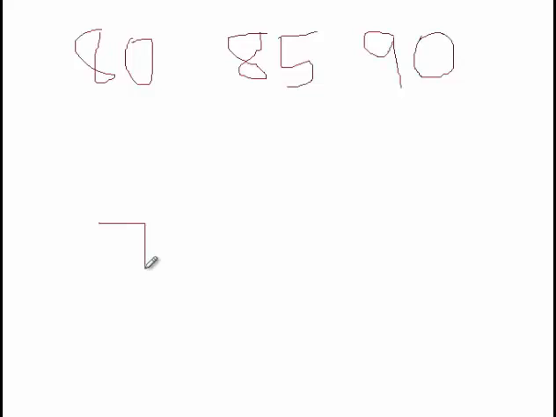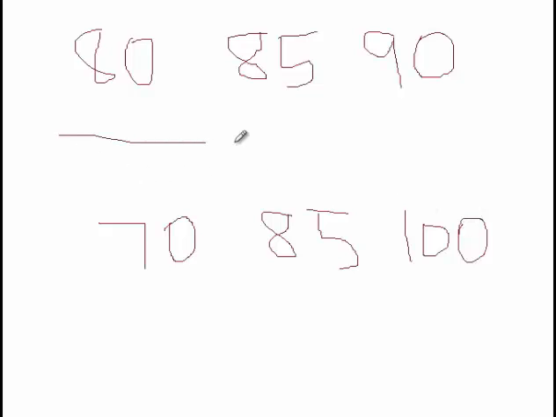The other also had three test scores, 70, 85, and 100. Now, both tests are going to have the same mean. The mean is going to be 85. If you do 80 plus 85 plus 90, you get 255, and divide by 3, the mean is 85, and the mean for the bottom one is also going to be 85. The median is also going to be 85 for both.